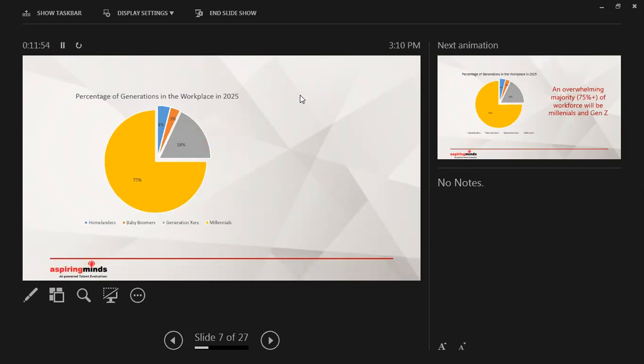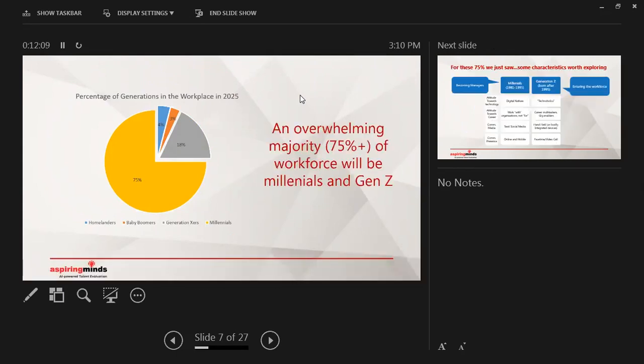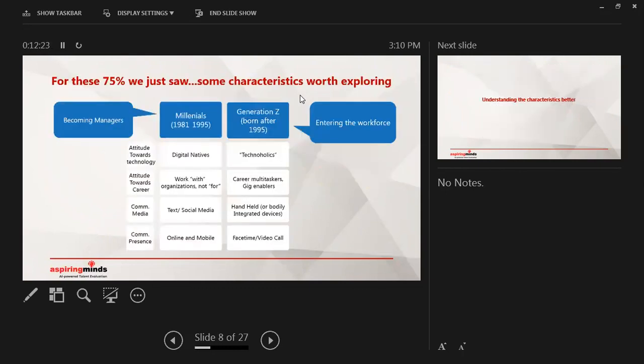You see, that is where the change is happening. So while the jobs are changing, as we speak, the people who are manning those jobs are also changing. And that is where the crux of what we intend to do lies. We call out that 75% of the workforce would be millennials and Generation Z. Gen Z is somebody who has been born after 1995. I'll try and bring out a few perspectives for you. Some of the characteristics for these two sets of people are worth exploring.